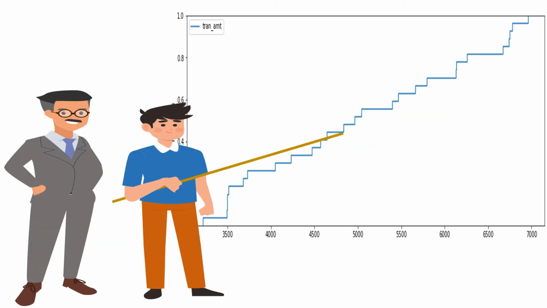Well, now here you are back to your boss, and here you can show the boss the proportion of the transactions less than or equal to 4500 is 37%, less than or equal to 5500 is 62%, and less than or equal to 6500 is 81%. Again, your boss is happy, and bang on.